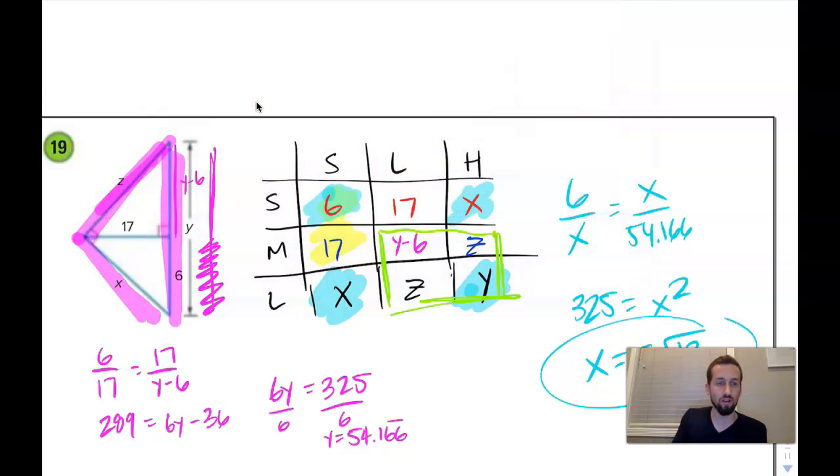you've got a right triangle here. So now that I know what x is, and I know what y is, I can figure out what z is just by doing the Pythagorean theorem. And I'm going to leave that for you guys.